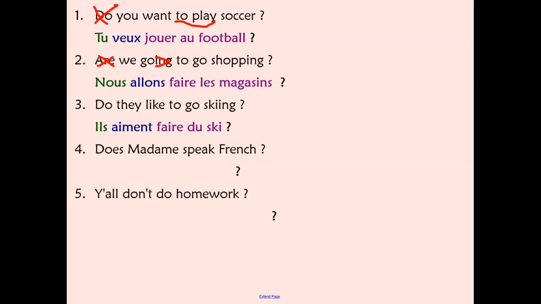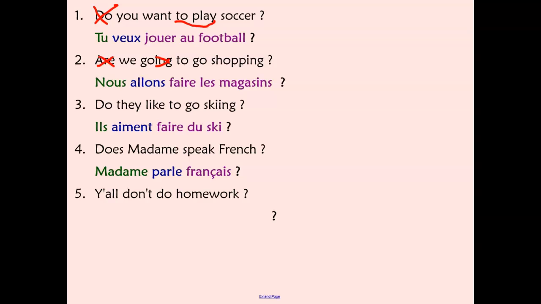Numéro 4. Does Madame speak French? Again, ignore the word "does" at the end. You're simply putting together the sentence, Madame speaks French. Madame parle français. Madame speaks French. Question mark at the end, change the intonation. Madame parle français. Does Madame speak French?